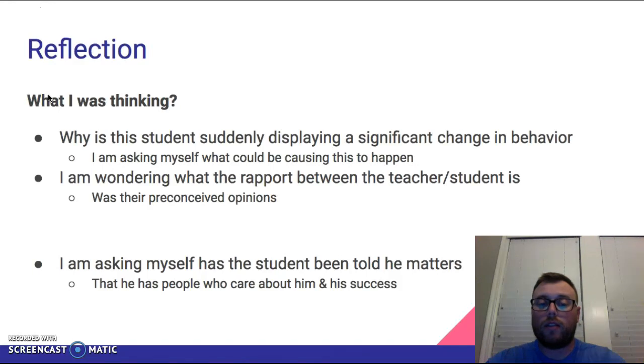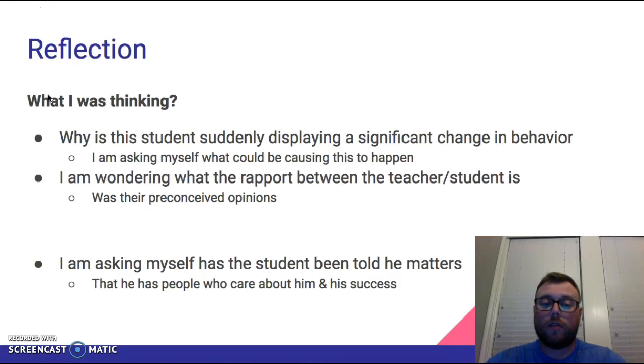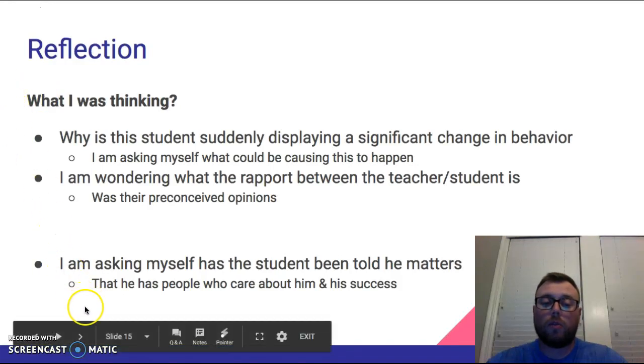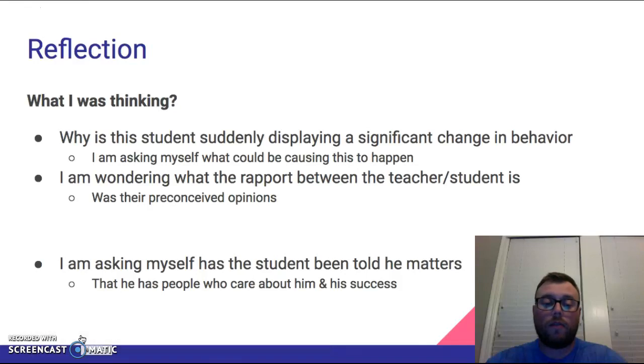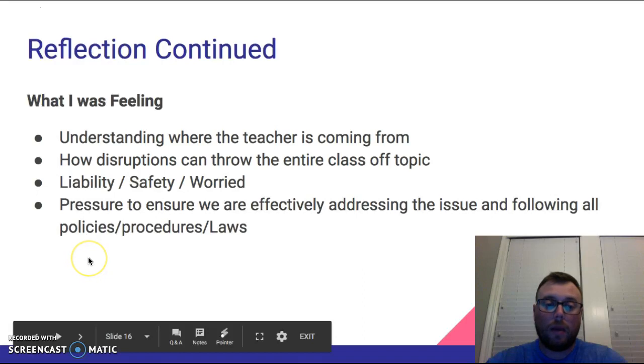Were there any preconceived notions or opinions developed prior to the student coming in? I'm also asking myself, has the student been told he matters? Again, we're going back to that relationship piece. It's key. Have people told him that they care about him and that he can be successful, that he is smart, and that he can do what he wants to do as long as he puts his mind to it? I think those are key factors there. So those are some of the things I was thinking as I was filling this out.